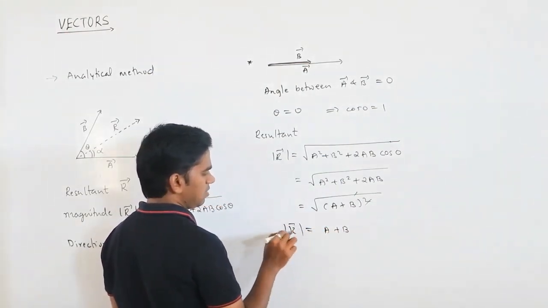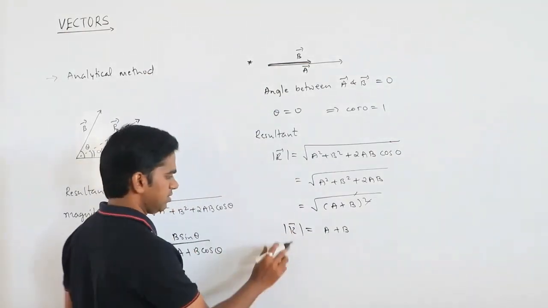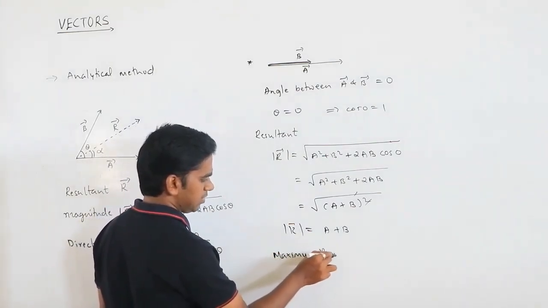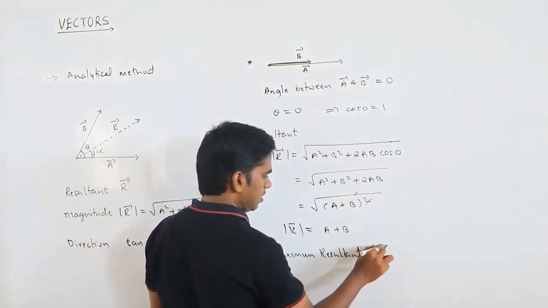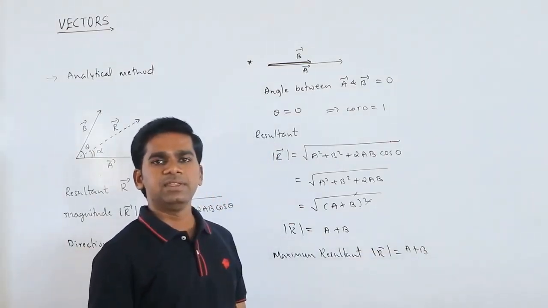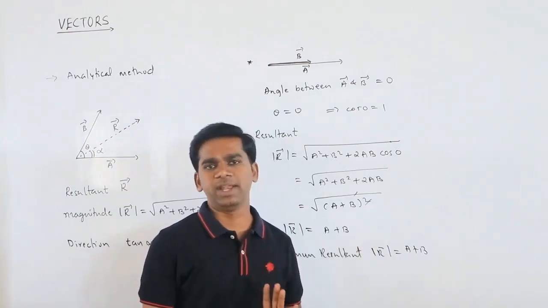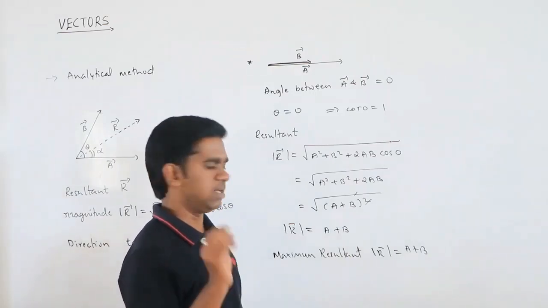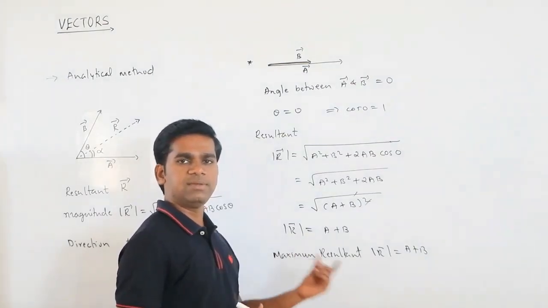So that is the magnitude of vector R. This is the maximum resultant. The maximum resultant is a plus b. Sometimes if they give that the maximum resultant of two vectors is 10, that means a plus b is equal to 10. In problems they use those kinds of tricks. So remember that when they say the maximum resultant is 10, it means a plus b is 10.